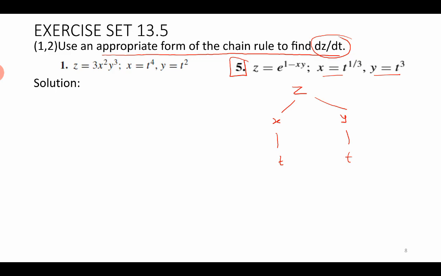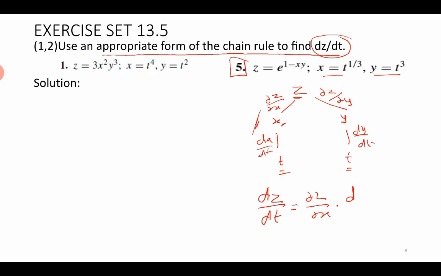Now, can you write the formula? This term will be differentiating z with respect to x, partial dou z over dou x. This is dou z over dou y. This is dx over dt. This is dy over dt, and both are ending with the same variable. So the formula you write here is dz over dt equals dou z by dou x into dx by dt plus dou z by dou y into dy by dt. We have to find all the four terms from the given terms and then substitute in this equation.